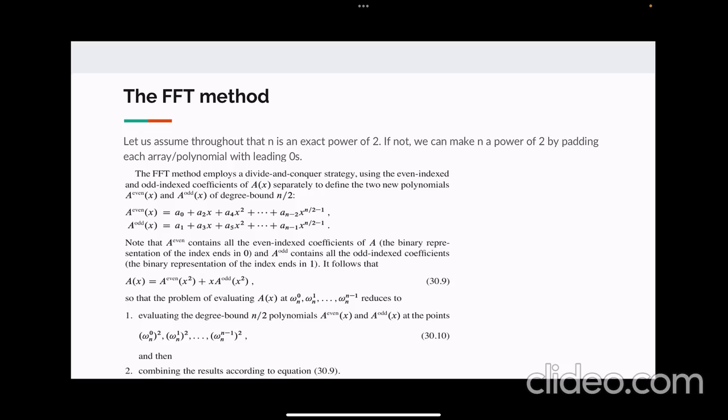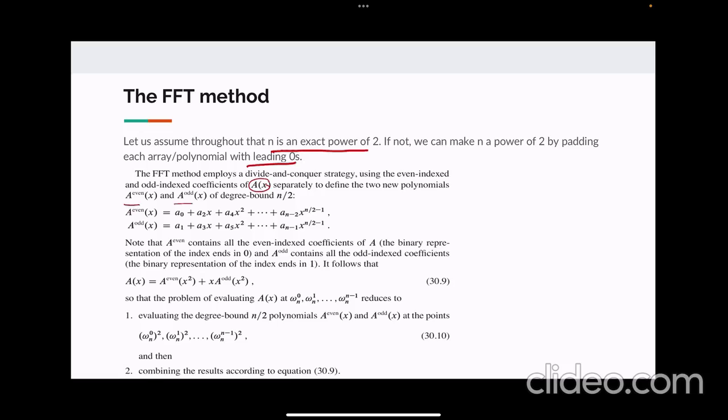The first step we're going to do, obviously, is we need n to be an exact power of 2. Why, I'll tell you in a bit. But if it's not a power of 2, we can make it a power of 2 by adding leading 0s. It's going to be the same as making the coefficients of some terms of x 0, so that will not have any effect on our polynomial. Now let's say our polynomial is A of x. Let's divide our A of x into two polynomials, A even and A odd.